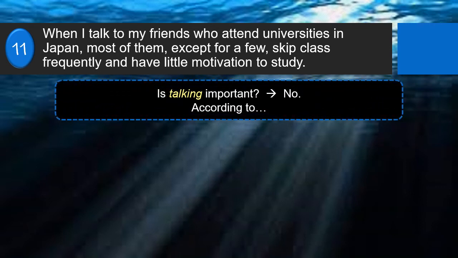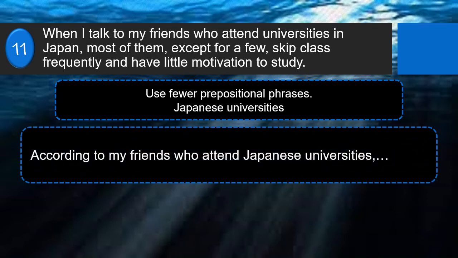First, is talking important? The fact that I was with my friends or on the phone talking to them? No, I just want to show that my friends are my source. So I'm going to use "according to" to name my source, to cite my source. Also use fewer prepositional phrases. Again, "in universities in Japan" can be "Japanese universities," a very common issue. According to my friends who attend Japanese universities.